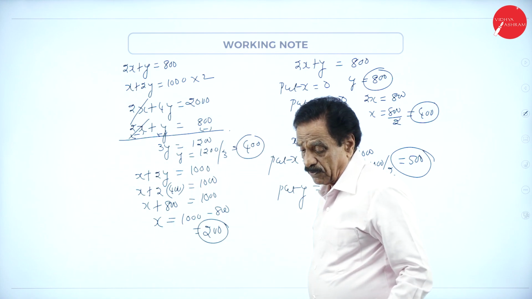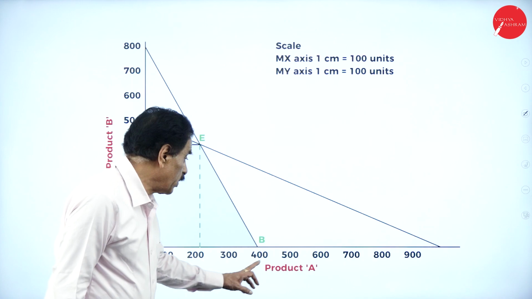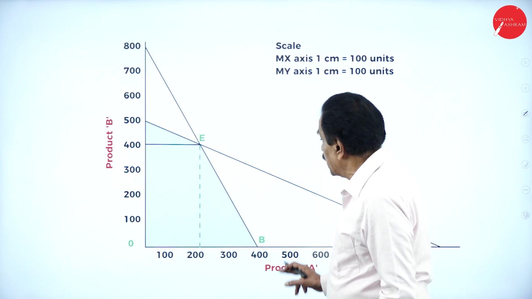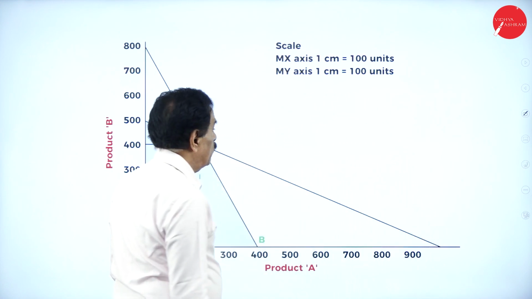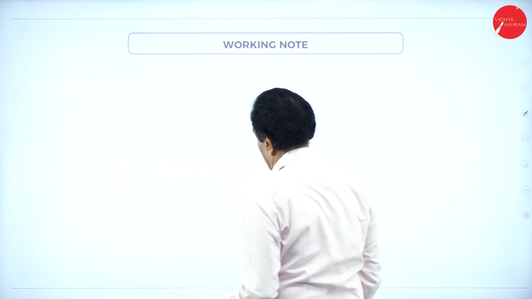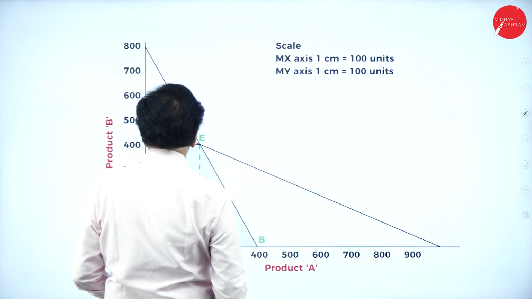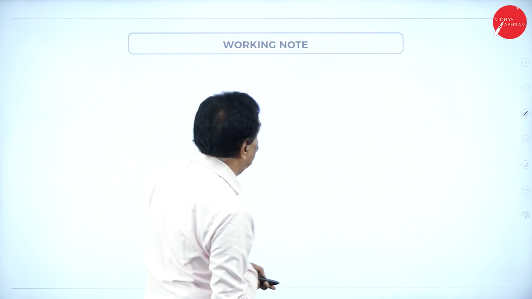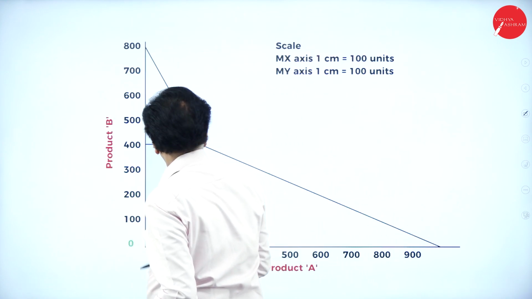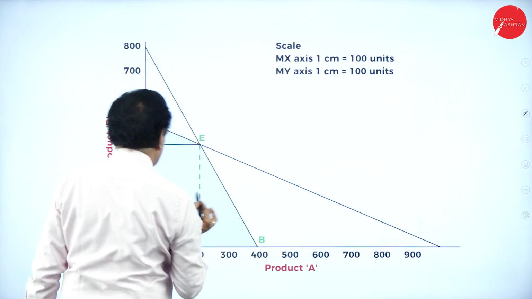Okay, so we'll show it in the graph now. On the graph sheet, I took 1 centimeter as 100: 100, 200, 300, up to 900. For the first equation, y is 800 and x is 400. The line I have drawn goes from 800 to 400. I call this B.